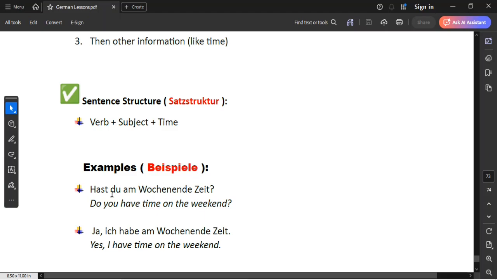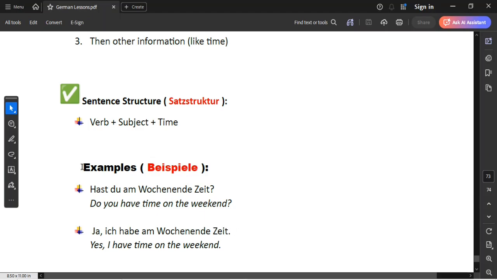I have some Beispiele here for better understanding. The first Beispiel is: Hast du am Wochenende Zeit? As you can see, we are starting with the verb, then the subject, which is du. Am Wochenende is time, then the rest of the information, which is Zeit. Hast du am Wochenende Zeit? Do you have time on the weekend? And the Antwort for that Frage is yes. Ich habe am Wochenende Zeit. Yes, I have time on the weekend.